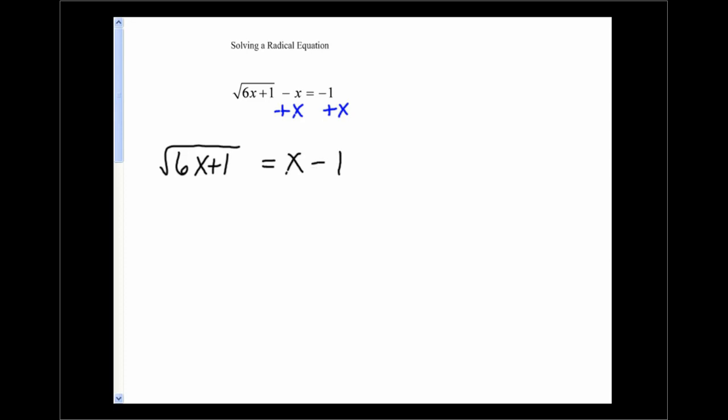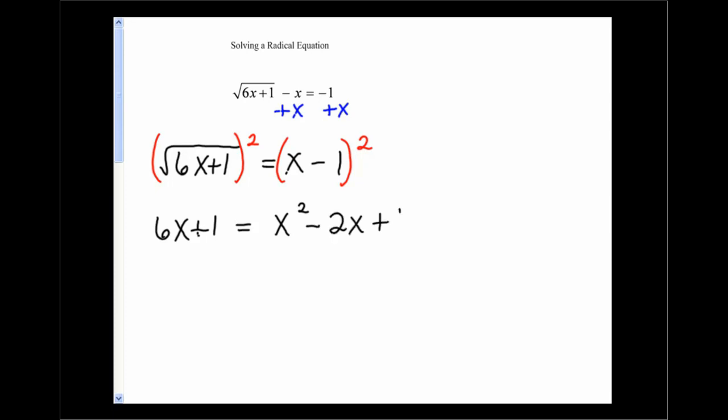Now, to remove or undo the square root, we need to square both sides of the equation. Now, when you square a square root, the result is the expression underneath the radical. So we have 6x plus 1. And then when you square a binomial, that will be x squared minus 2x plus 1.